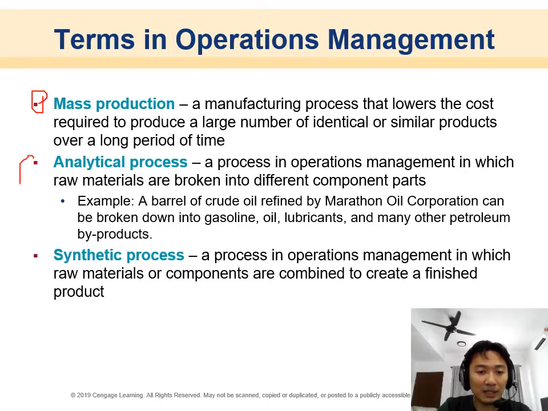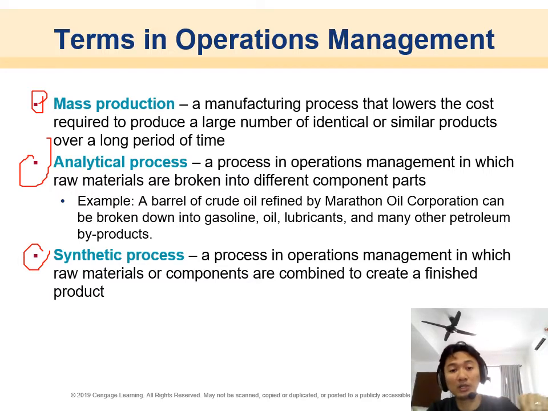The next one is analytical process and synthetic process. There are differences between these two. Analytical process is a process whereby we take the raw material, process it, and break it down into several different components. If you can see in the examples provided, we take a barrel of crude oil, and from one barrel of crude oil, we can break it down into several different products like gasoline, oil, lubricant, and other chemical-based, petroleum-based products.